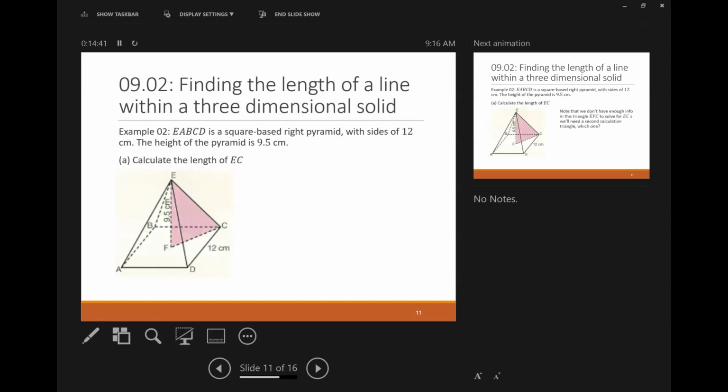So here's our picture. Notice that I've already drawn in a calculation triangle for us. If we're looking for EC, that's that side. So the triangle that I've drawn here is this one in pink, EFC. Notice that we know the length for EF. We're looking for the length of EC. Do we know the length of FC? No. So what are we going to need to do?